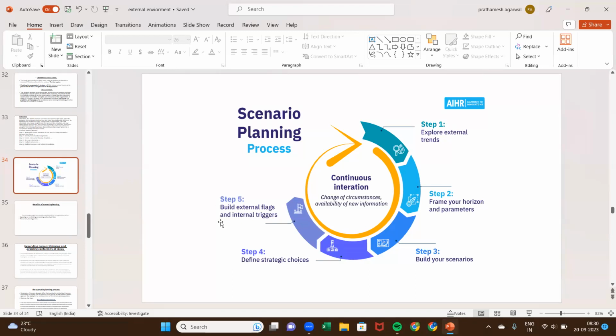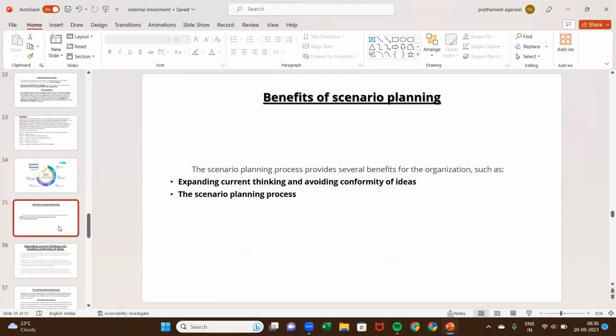Then build external flags and internal triggers. What can happen if there is an earthquake? How it will affect the internal environment as well. Then benefits of scenario planning. The scenario planning process provides several benefits for the organization, such as expanding current thinking and avoiding conformity of ideas. All right. What is it doing? It is trying to expand the current thinking.